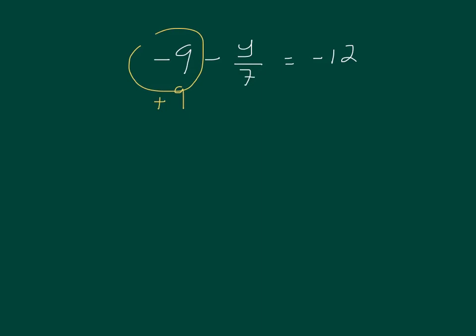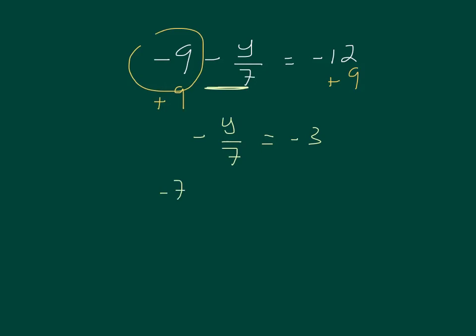Now look, it leaves me minus y over 7. Right? But since I added 9 here, I have to add 9 here as well. So that will give me negative y over 7 is equal to negative 12 plus 9, which is negative 3. So I have negative y over 7. So what do I multiply both sides by to get y by itself? I'm going to multiply by negative 7.